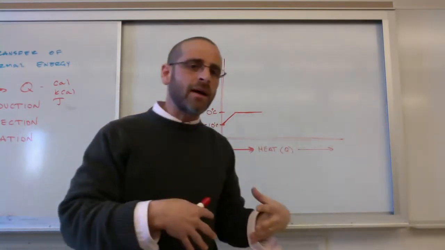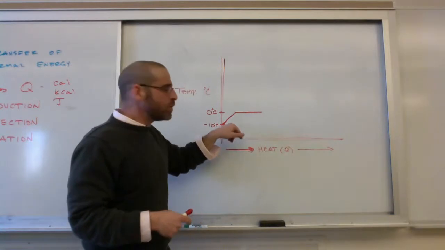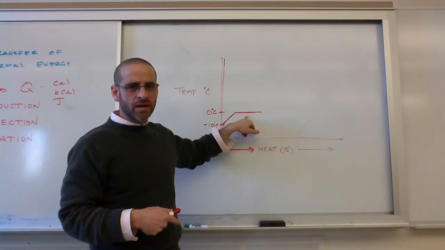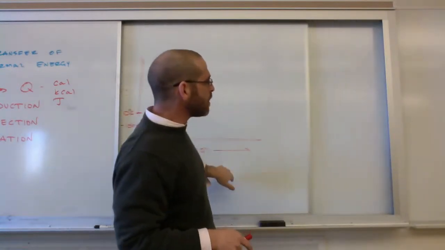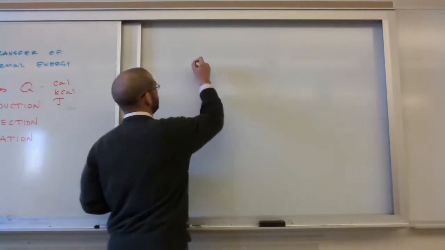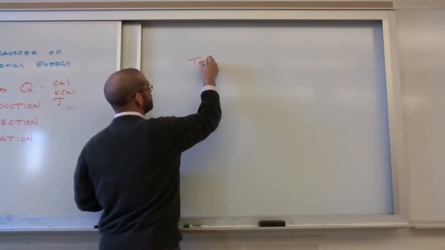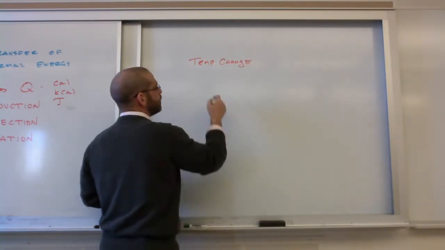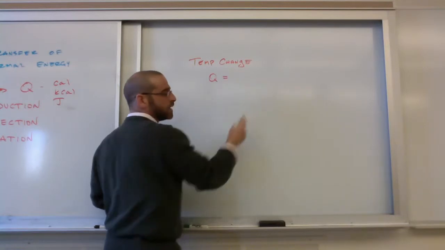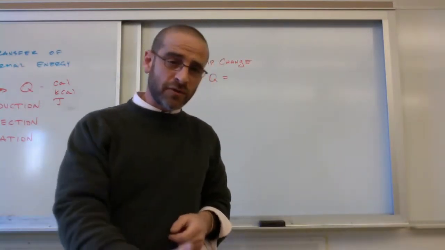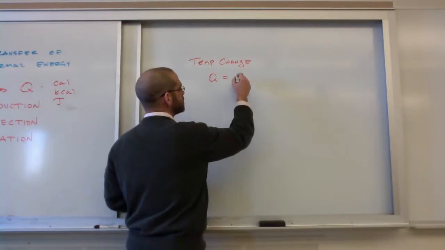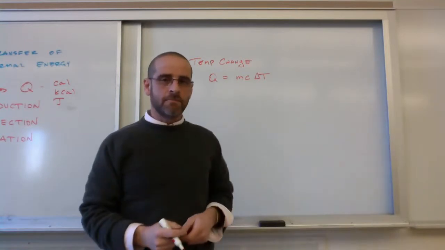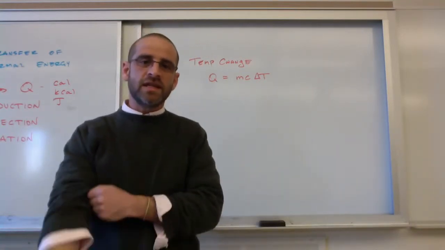So what I want to do is back up a little bit and take a look at what we're doing with our Q that we're putting into the system here versus what we're doing with our Q when we put it into the system here, okay? So when we're going through our temperature change phases, we're using our Q to change the temperature, obviously, and we quantify the Q that we're throwing at the system by using the equation Q equals MC delta T, okay? So let's think about what each of these individual particles are.